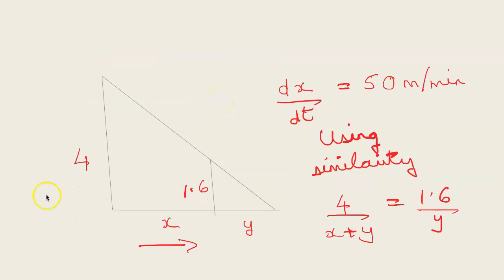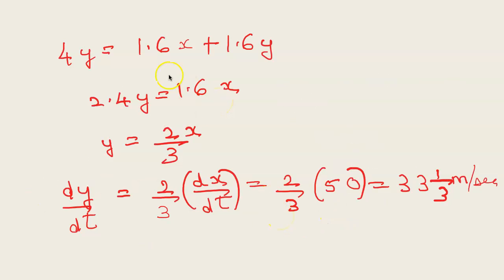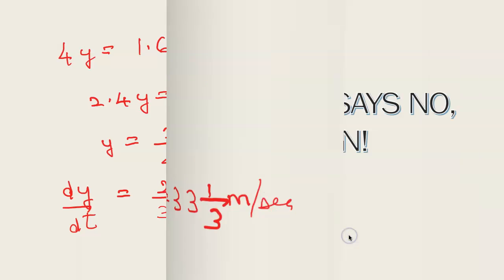Now, cross multiplying, we get 4y equals 1.6x plus 1.6y, or 2.4y equals 1.6x. So y is 2 by 3 x, that is 1.6 by 2.4. So what is dy by dt? It is 2 by 3 into dx by dt. dx by dt is 50. So it is 2 by 3 into 50, which is 33 1 by 3 meters per minute.